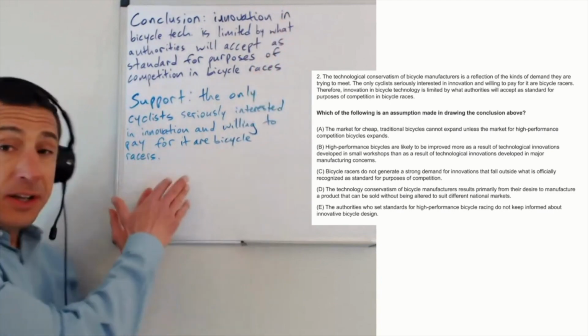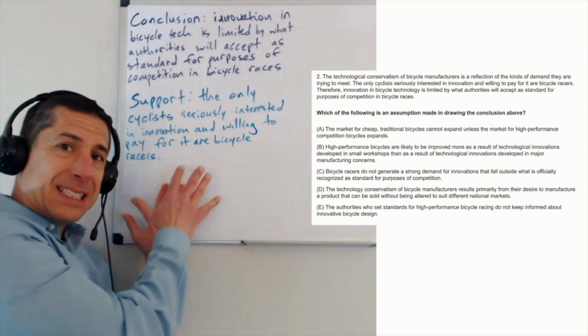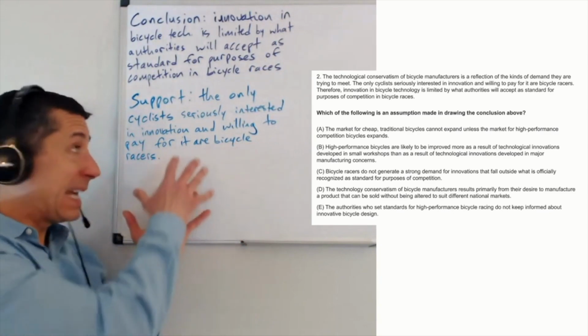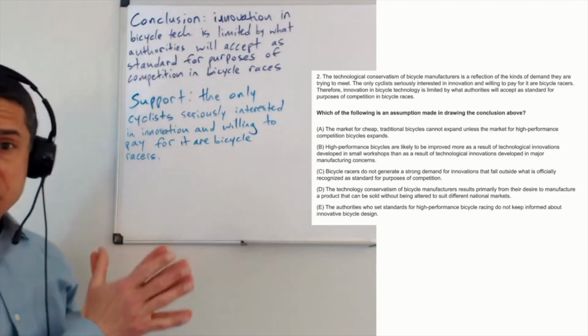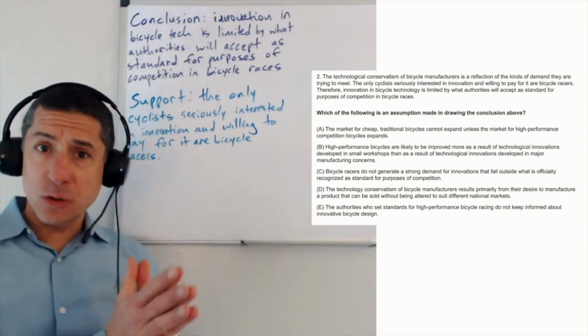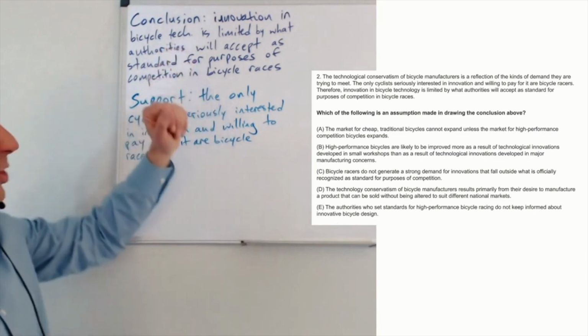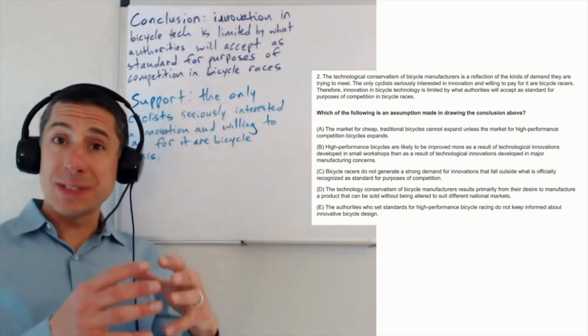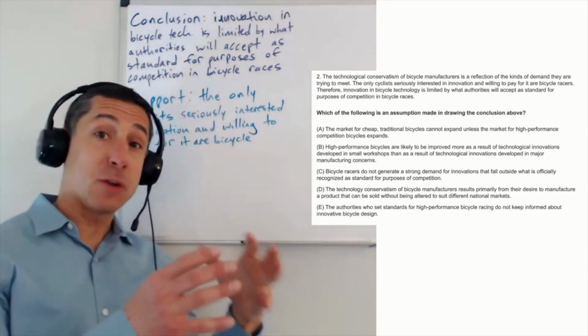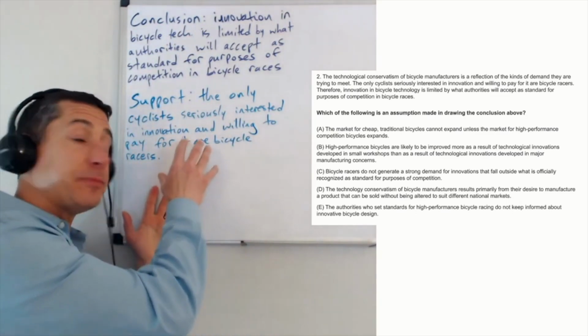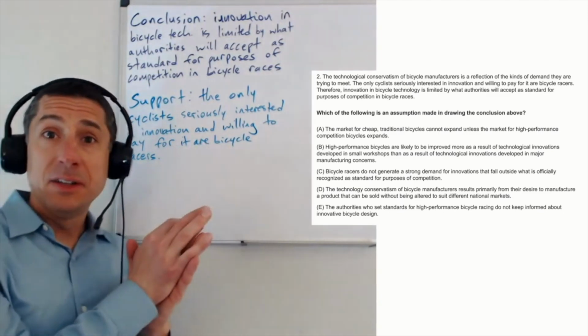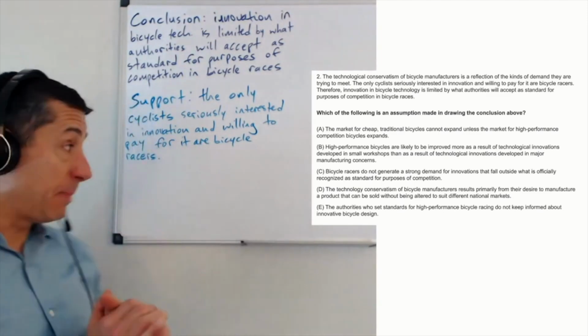How'd they get there? We can argue that that first sentence is possibly just setting the stage. In any case, I think the heart of it here is the second sentence. The only cyclists seriously interested in innovation and willing to pay for it are bicycle racers. Therefore, the innovation is limited by what authorities will accept for bike races, because bike racers are really the entire market, according to this argument, for innovation in bicycles.